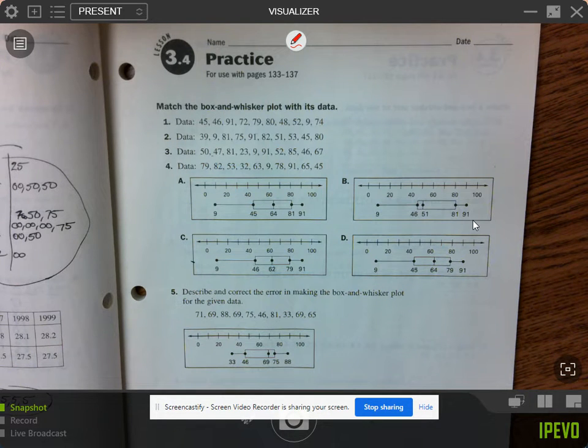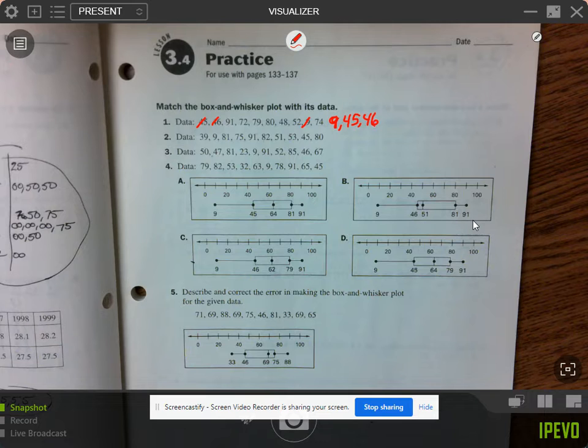So what should we always do when we have a data set? Well, put them in order. So look at number one. Our lowest one is a 9. It's going to take a minute for my pen to show up. It likes to do that when I try to do it on the screen. So there we go. So we've got 9. And then the next number is 45. There's a big jump.